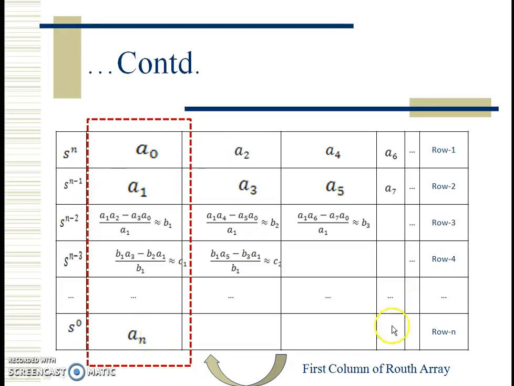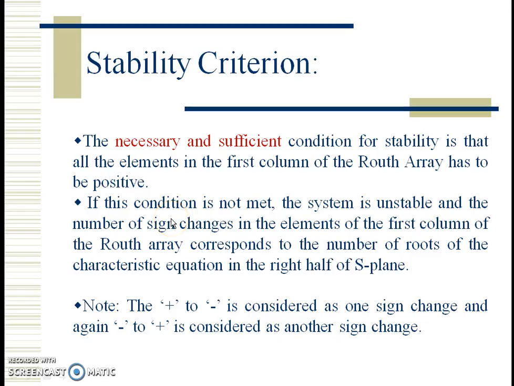So this is called the Routh array, and our point of attention lies in the first column of the Routh array. Before we predict the stability concept from this, let's have a look at what the stability criteria from Routh-Hurwitz says. It says that the necessary and sufficient condition for stability is that the first column of the Routh array should be positive. That is, all the elements should have positive values if we want to make the system stable.